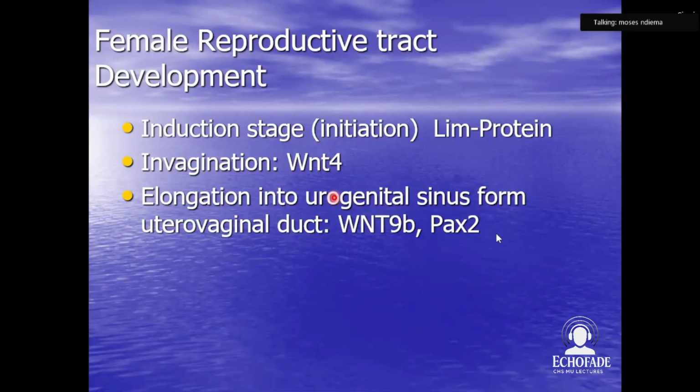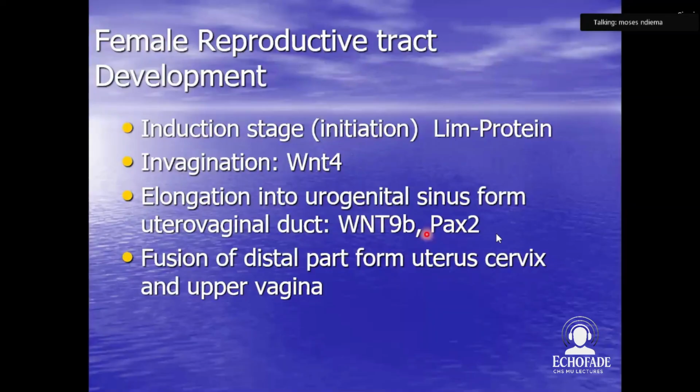That elongation continues on to the definitive urogenital sinus, to form the uterovaginal duct, and this is under the Wnt genes and the Pax genes. So you can see at every stage, we have genes involved in directing the growth of the cells.